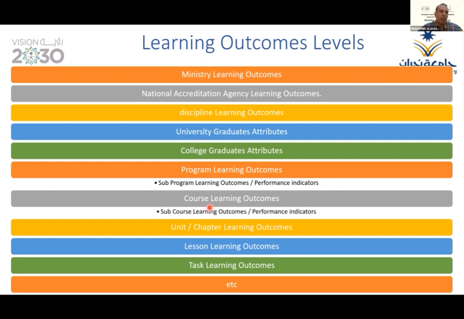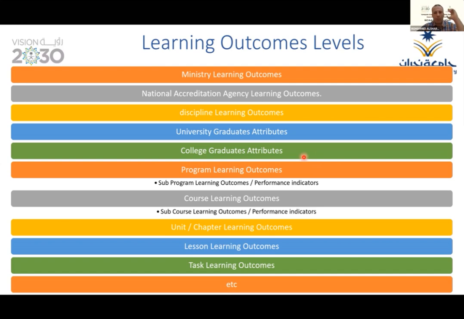Some colleges, some programs have it, but in our case, we don't. They have what they call sub-course learning outcomes or performance indicators for the course learning outcomes. Here we are not to discuss these things, just to know that this is a different level. And when we are formulating or identifying the program learning outcomes or the course learning outcomes, based on the level, it will be the way of identification and formulation.